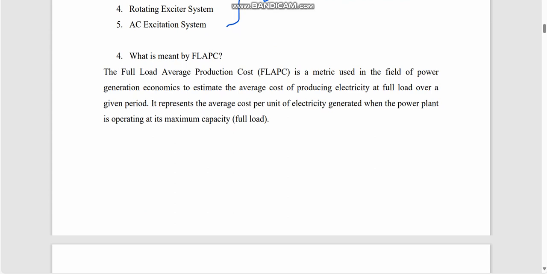Next, what is meant by full load average production cost? It is used in economic dispatch for calculating the average cost of producing electricity at full load of power. It gives the cost per unit of electricity generated during operation at maximum capacity. This is the key point. If you write this point, you will get 2 marks.